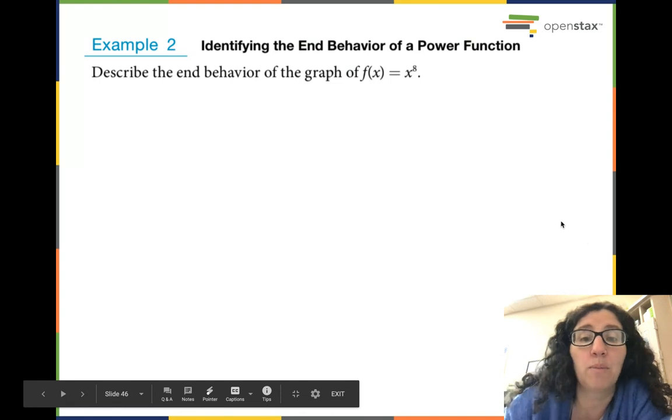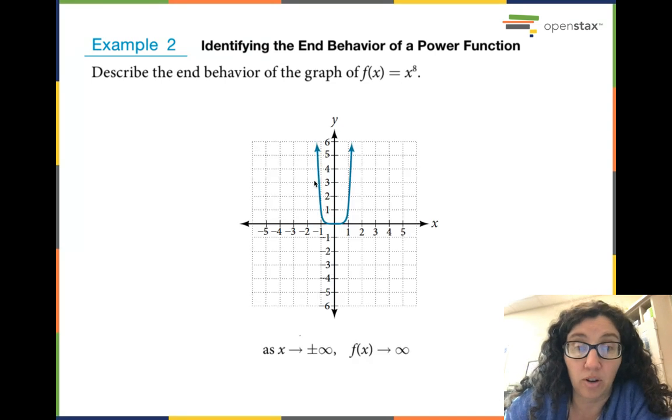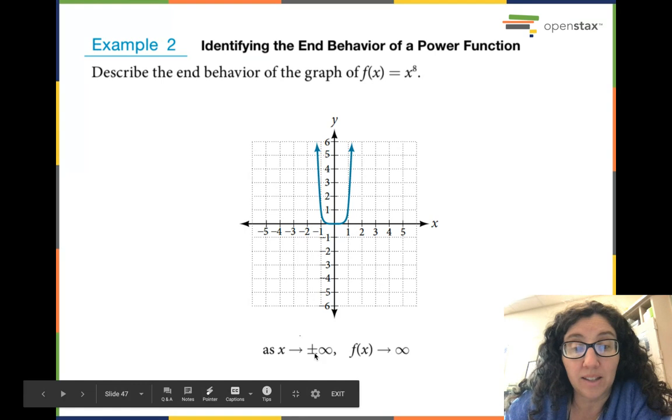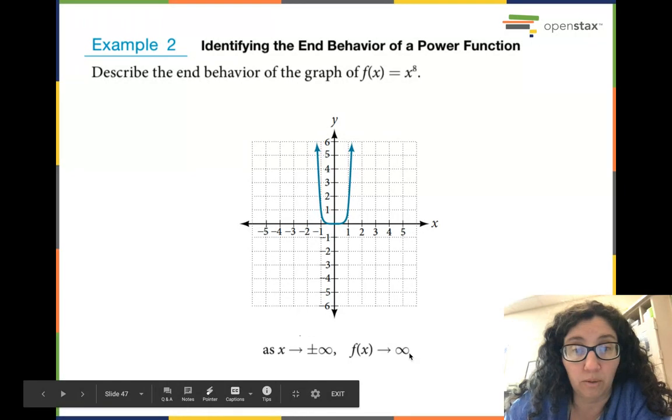All right, so let's describe this end behavior. Not sure exactly what x to the 8th looks like. We can imagine it's probably going to be kind of like x squared, right? Since it's an even exponent and that has a positive coefficient. So I think it's going to go up on both sides. Sure enough, there's the graph. And we'd say as x approaches positive or negative infinity, f of x approaches infinity.